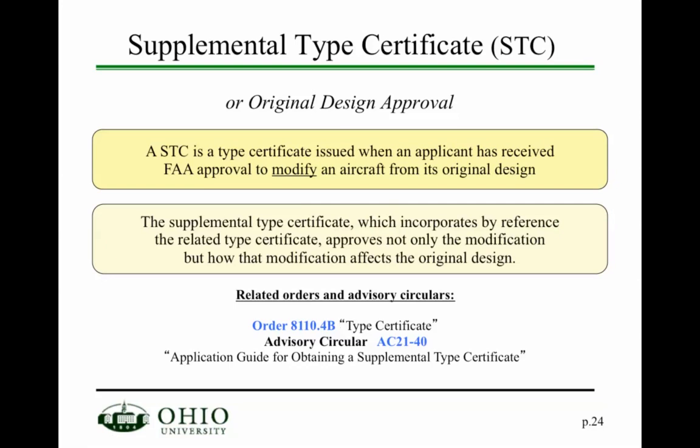So a supplemental type certificate really is issued when an applicant has FAA approval to modify an aircraft from its original design, add a particular functionality to it, add a system to this aircraft, modifying it. Okay? So what you see in this particular case is that you not just get approval for the modification, but that you also have to show how your modification affects the original design. So you're really seeing how does this new box that I'm adding to it, what impact does it have on the remainder of the design?